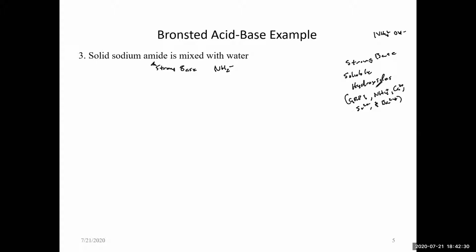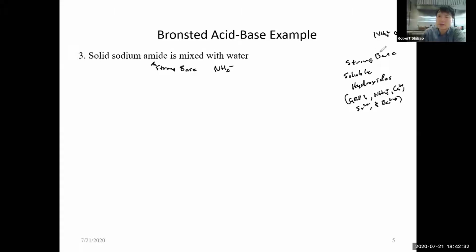Insoluble hydroxides are not considered strong bases. So you might have something like iron 3 hydroxide, and even though it has lots of hydroxide, there are 3 hydroxides for every iron. And so you would think it's a strong base, but it's not very soluble at all. And so the soluble hydroxides are strong bases, but there are others.